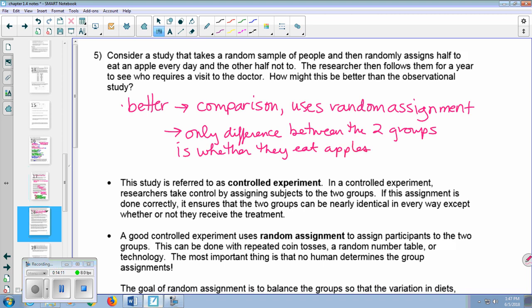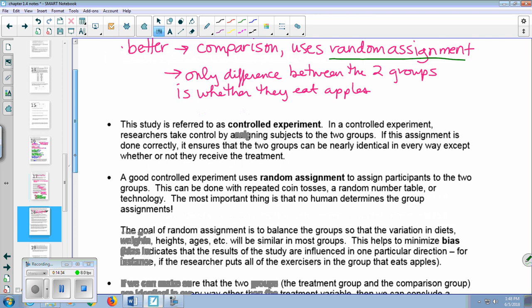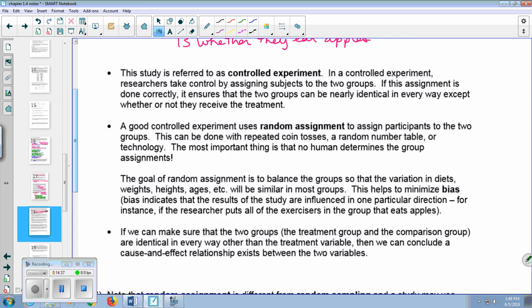So hopefully by using something called random assignment, which you're going to look at in your first lab, and we're going to talk about a little bit below, what that's going to accomplish is that your two groups get balanced out in terms of who exercises and who doesn't. You've got an equal number of exercisers in each group. Socioeconomic status gets balanced out. Their diets, good diets, bad diets, those get balanced out between the two groups. Again, the only true difference is whether or not they're eating the apples. So when this type of study is done, we refer to it as a controlled experiment.